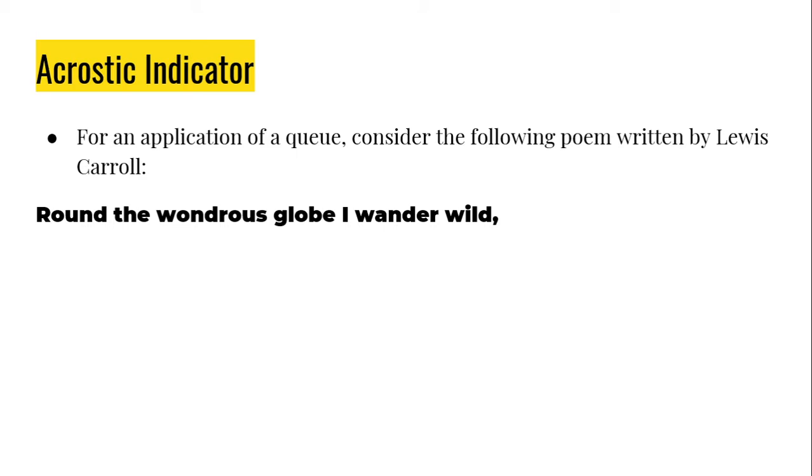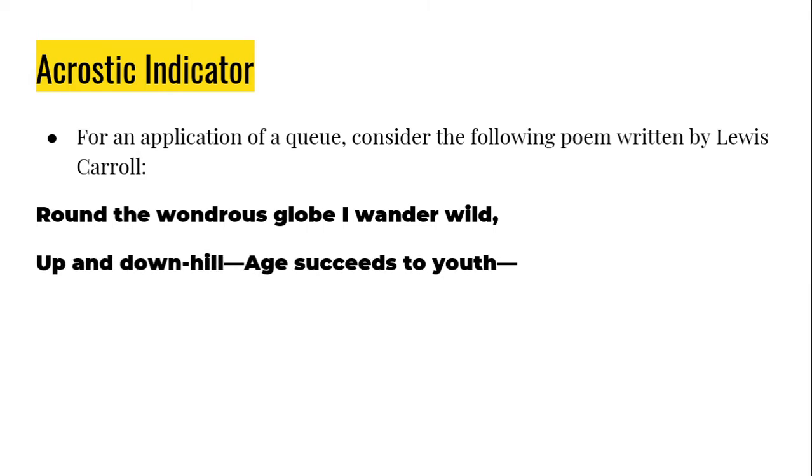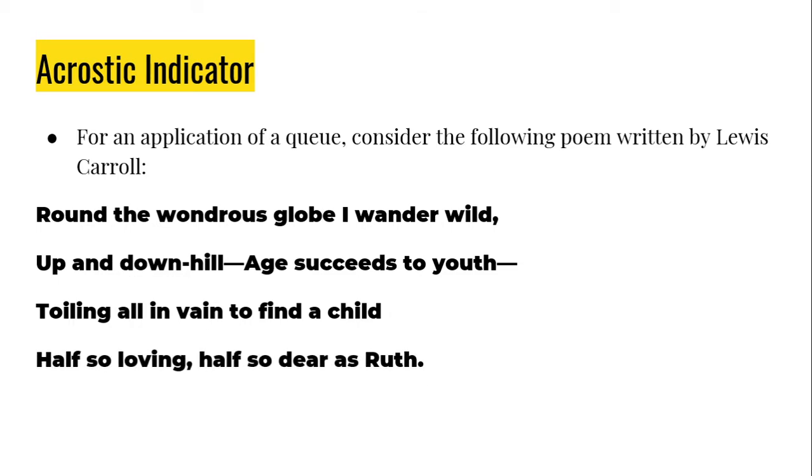So let me read the poem. Round the wondrous globe I wander wild. Up and down hill, age succeeds to youth, toiling all in vain to find a child, half so loving, half so dear as Ruth. This poem is dedicated to Ruth Dymes, whose first name is indicated not only in the last word of the poem, but also by reading it in the sequence of the first letters.